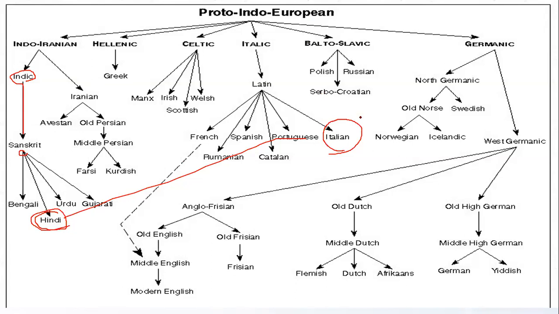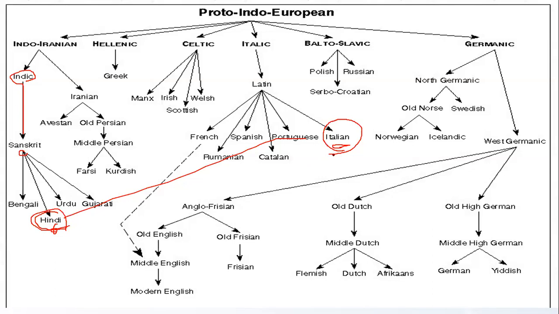Now, if you look at these two languages, Hindi and Italian, let's again talk about biological families first, and then we'll try to relate biological families with language families. For example, we have a person living in India and another person living in Spain or some other country. Apparently there does not seem to be any connection between those two people, because one is living in India and the other in a European country. So obviously there will be no family connection, no biological connection between them.